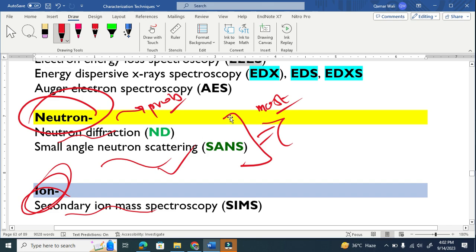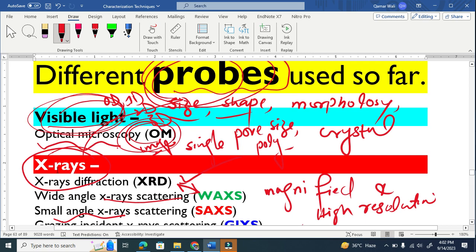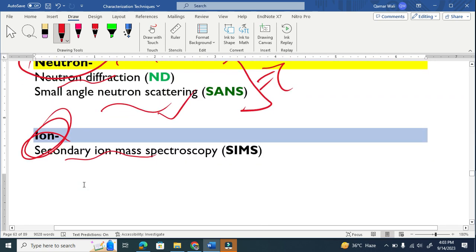So this was all about the different probes we use. We use visible light, X-rays, electrons, neutrons, and ions as probes. Probe means to search something.